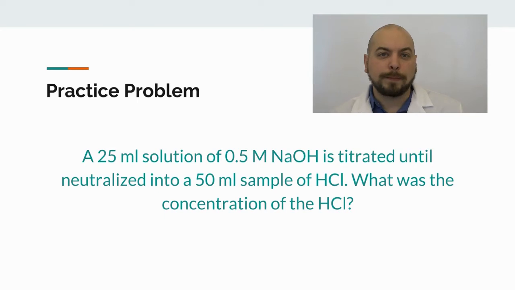So let's do a practice problem. In this first practice problem, what we're going to see here is that we're combining sodium hydroxide, which is a monohydroxic base, and hydrochloric acid, which is a monoprotic acid. This means stoichiometrically the H plus and OH minus are in 1-to-1 ratios. We have, in this situation, 0.5 molar sodium hydroxide, and we know that in order to reach the equivalence point, it took 25 milliliters, or 0.025 liters, to get there. For the acid, we know that we started with 50 milliliters of the acid, so 0.050 liters.